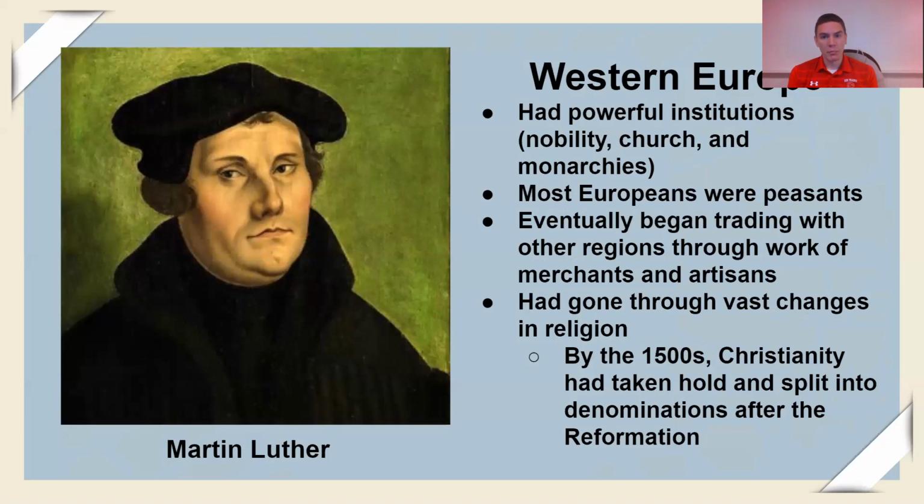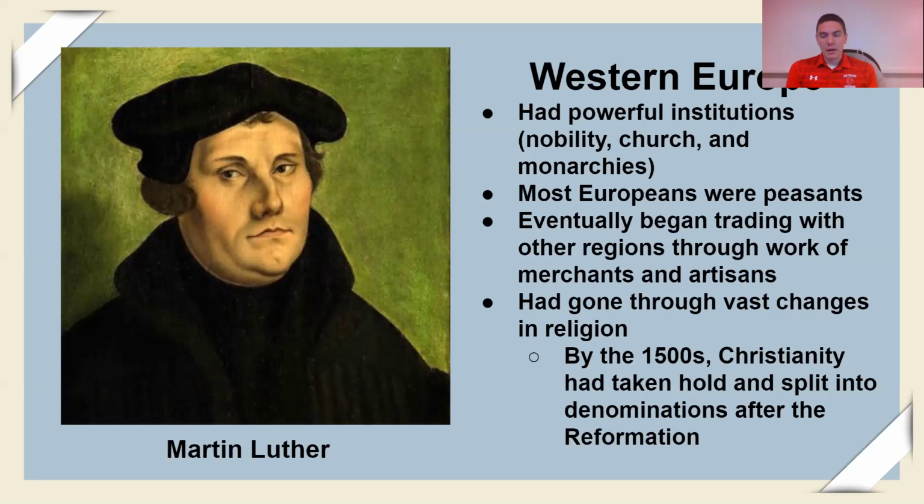So in Western Europe, we see things like powerful institutions: nobility, the Catholic Church, monarchies. Remember, the very powerful kings of the time period thought they were appointed by God. Now, while we have the nobility and monarchies, that's not what the situation was for most Europeans. Most Europeans are peasants and work for a lord or some other rich nobleman in the area. Eventually, they would be working for that lord, maybe becoming a merchant and artisan as technology improves.